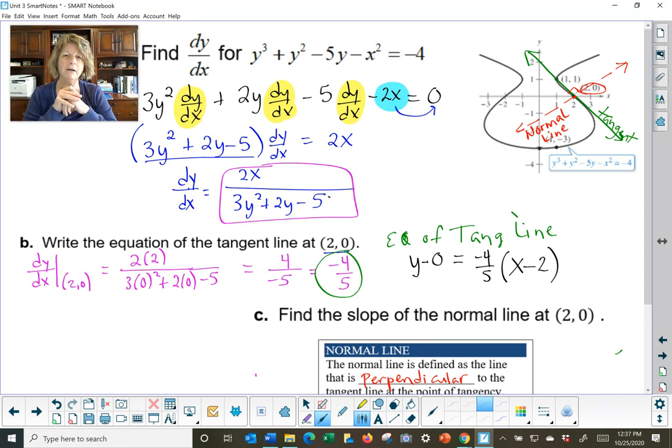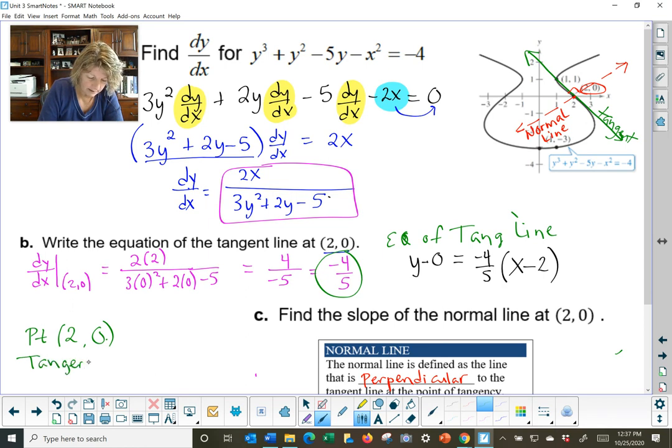Now, how would I create the equation of the normal line? Well, I need a point, don't I? And my point remains the same. It's (0, 2). Oops, I'm sorry, it's (2, 0). What is the slope? Well, I'm just going to make a note for the record here. Tangent slope was calculated to be -4/5.